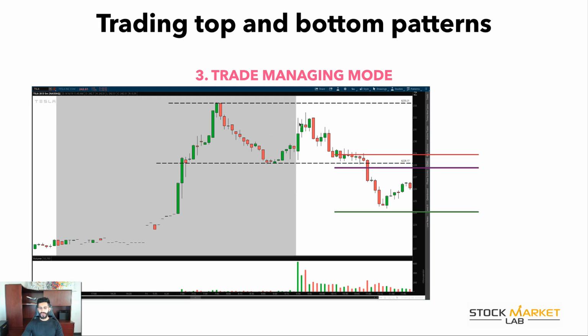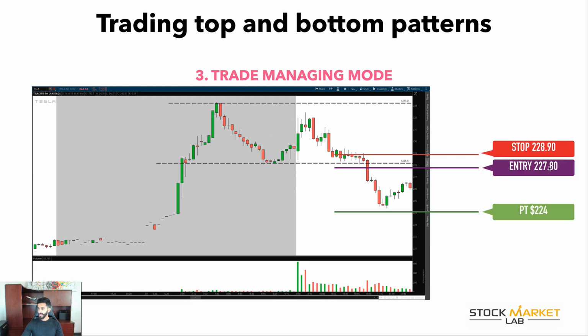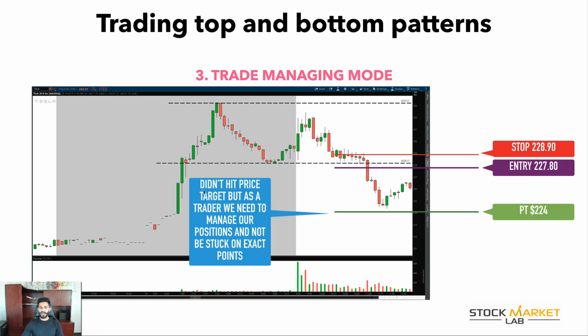Trade management mode, right? Once you're in the trade, if you notice, the price didn't hit our price target, but as a trader, we need to manage our positions and not be stuck on exact points. What does that mean? Yes, I took the trade at this point and I had a profit target of 224. If you notice, it didn't hit 224 exactly. It got close to 224, and what happened? It started picking up.